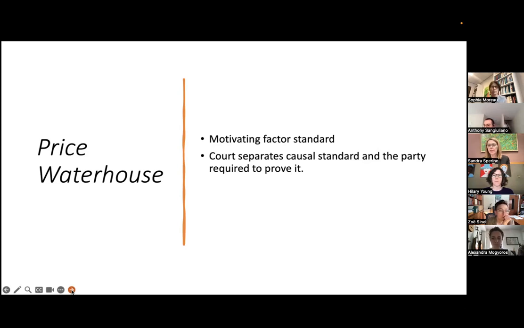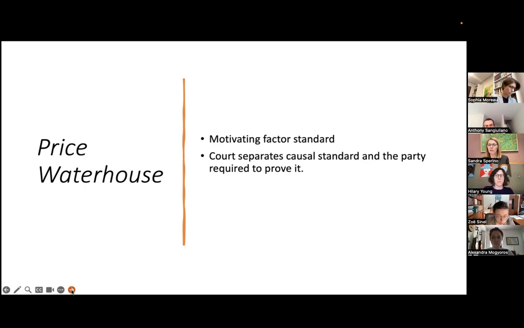Now, pretty interestingly, Congress responds to Price Waterhouse by explicitly putting parts of Price Waterhouse into Title VII. So in 1991, Congress amends Title VII. And what it does is it liked Price Waterhouse. So it says, yes, that motivating factor standard is right. However, Congress believed that the court was a little too defendant friendly in the affirmative defense.